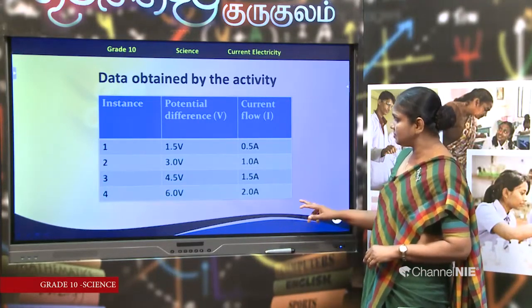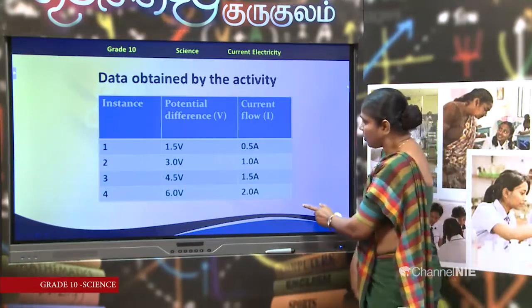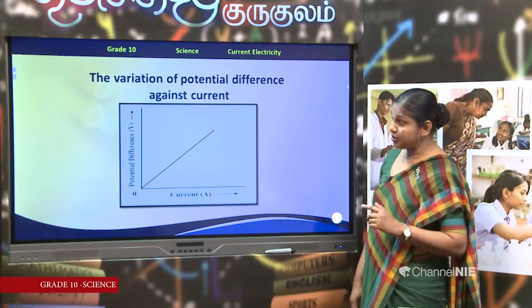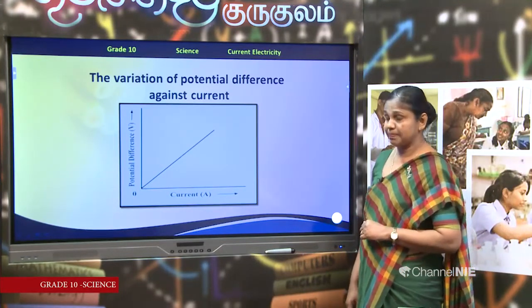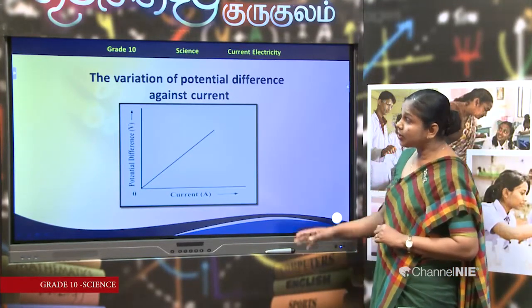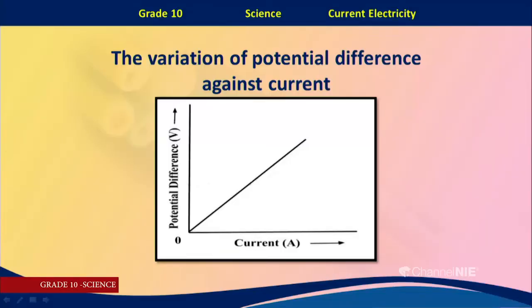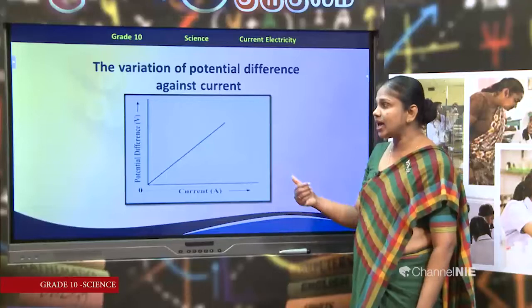Now look at this. When those data collected are used to plot a graph like this, you get a straight line that goes through the origin. Here we have taken current flow on the x-axis and the potential difference on the y-axis. When all the data we collected are used to plot this graph, we get a straight line like this.